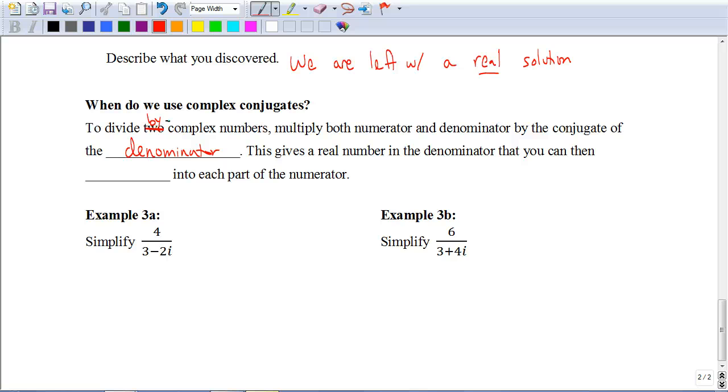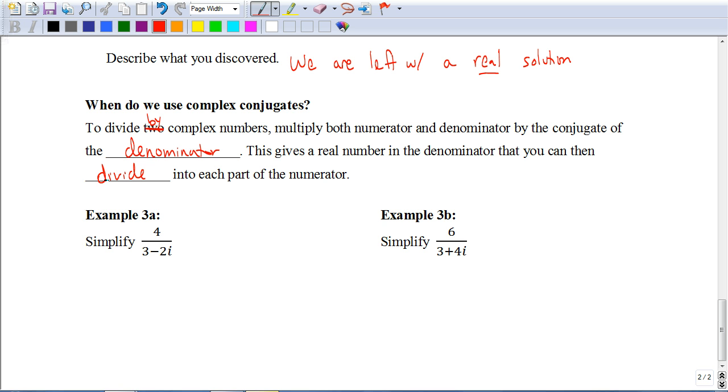So we want to simplify this. And so again, the reason why we're going to multiply by the conjugate is that this is going to give a real number in the denominator that you can then divide into each part of the numerator. So let's see what I mean by that. Let's look at this first example.